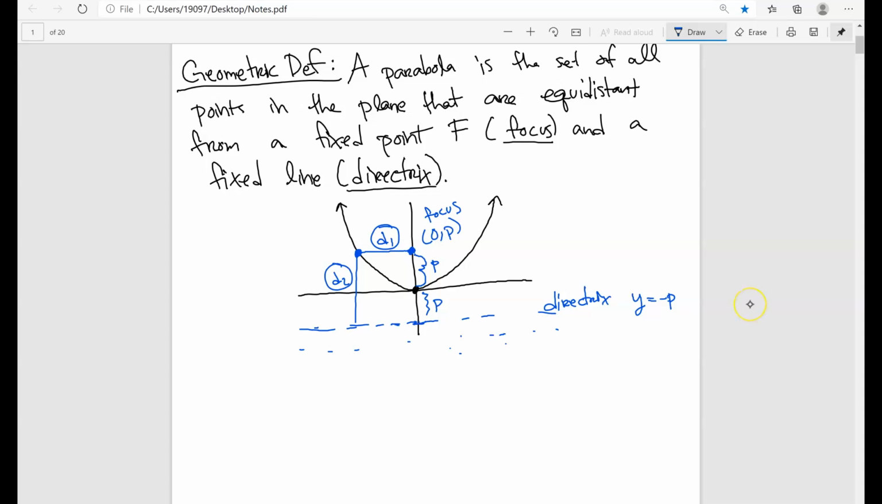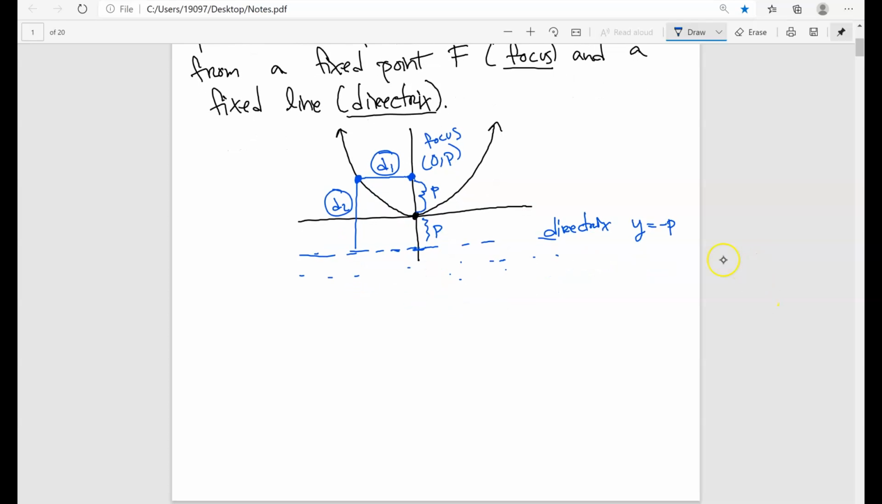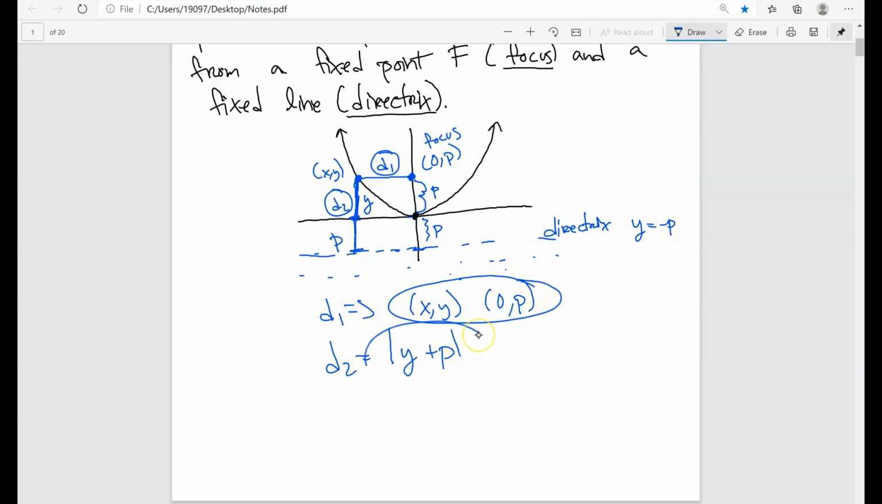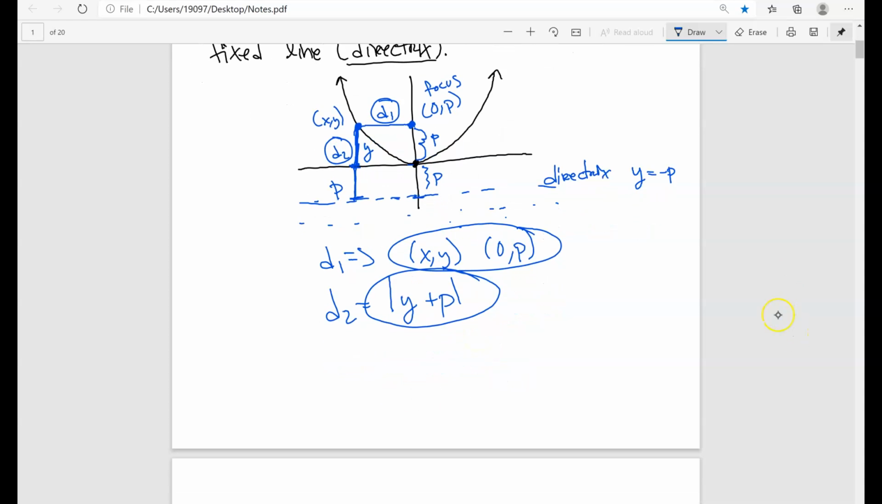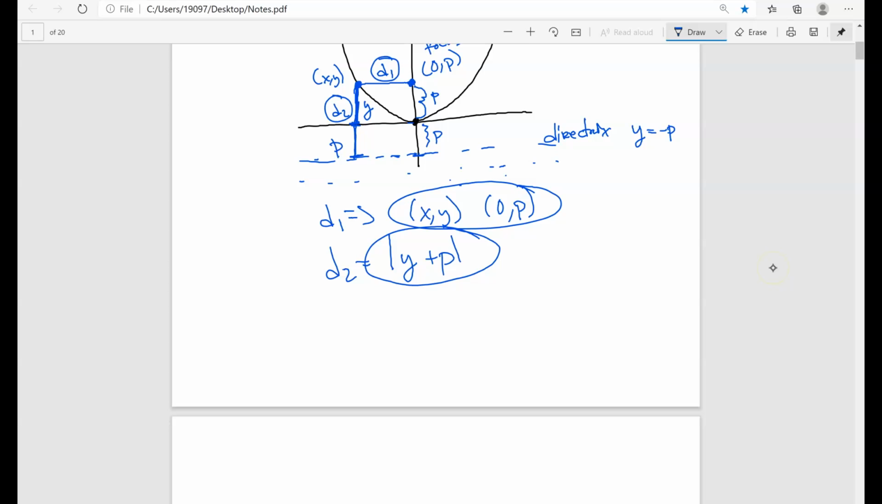If you want to know the derivation, you want to find the distance. For d1, you can say this is a point (x, y), so find the distance between (x, y) and (0, p). For d2, from here to here is just y units, because that's how many units you go from the origin up, and then from here to here is just a distance p. So d2 would be the absolute value of y plus p. Find the distance of this, set it equal to this, and you will end up getting the equation of a parabola, which is x squared equals 4py. If you're interested in the proof, just let me know and I can give you the proof.